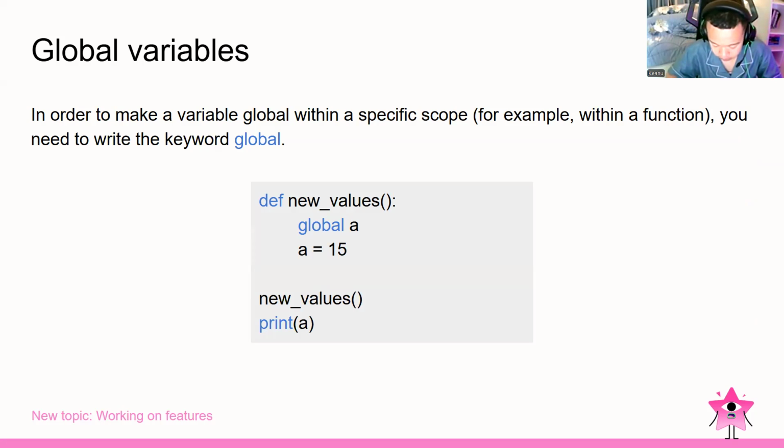So we write this function named new values. We set global A. That means our variable named A will be global, and we can use it outside that function. So when we print A, we can see that A equals 15, because we set it. Yes, we can, because we set it as global A. So that means our variable will be the global variable.